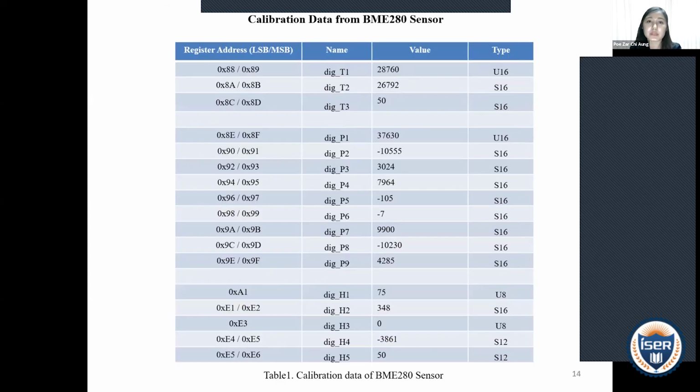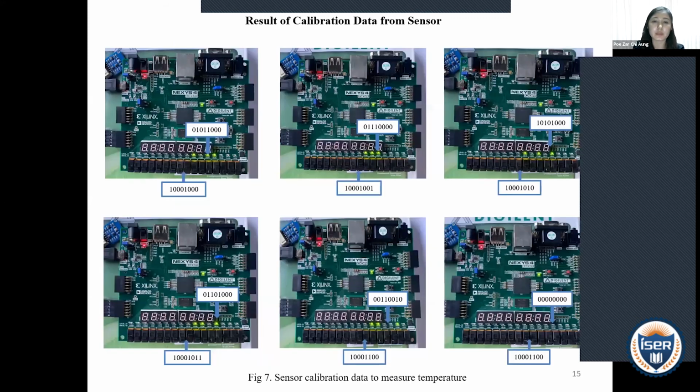This is the calibration data from the BME280 sensor for temperature, pressure, and humidity. This data cannot be changed. This is the result of calibration data from the sensor using the FPGA board. The data register is commanded by switches, and the results are displayed on LEDs.